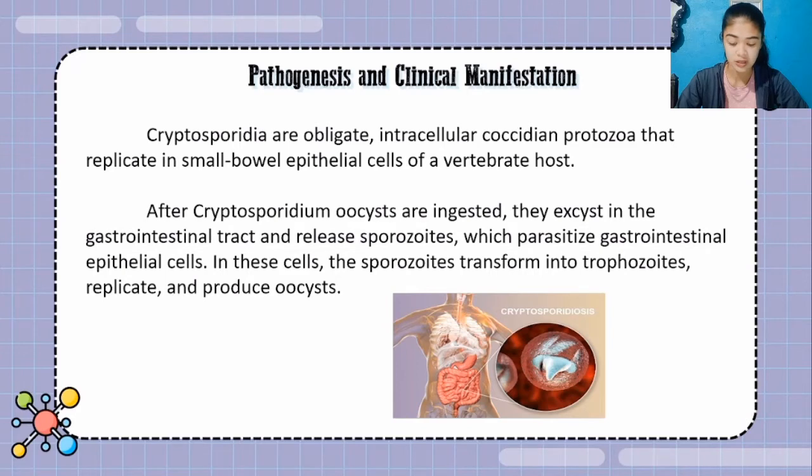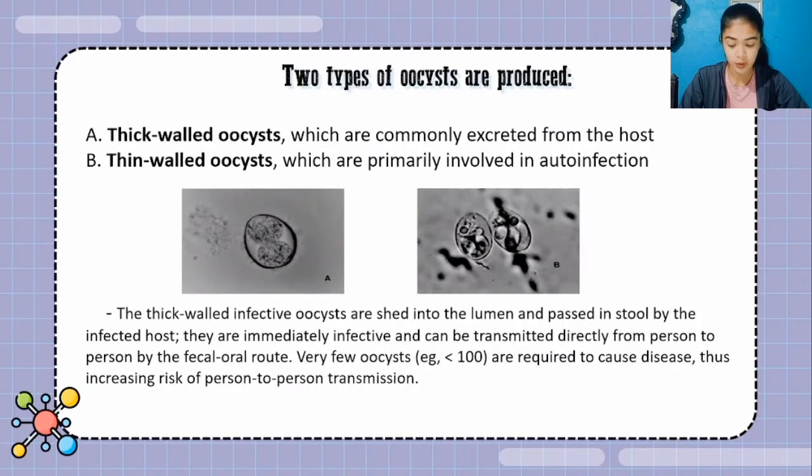Pathogenesis and clinical manifestation. Cryptosporidia are obligate intracellular coccidian protozoa that replicate in small bowel epithelial cells of vertebrate hosts. The pathogenic mechanisms by which Cryptosporidium causes diarrhea, malabsorption, and wasting are poorly understood. Whatever these mechanisms may be, the initial host-parasite interactions of attachment and invasion are critical primary events in pathogenesis. Two types of oocysts are produced: thick-walled oocysts, which are commonly excreted from the host, and thin-walled oocysts, which are primarily involved in autoinfection.